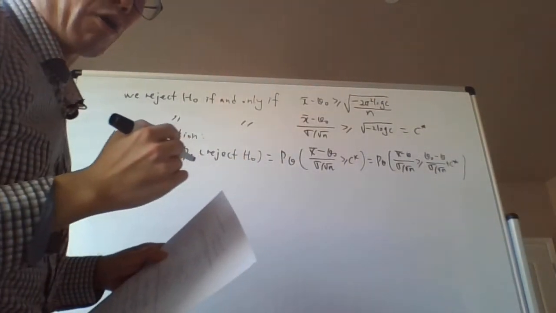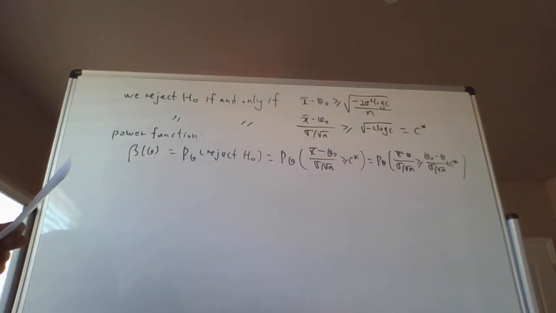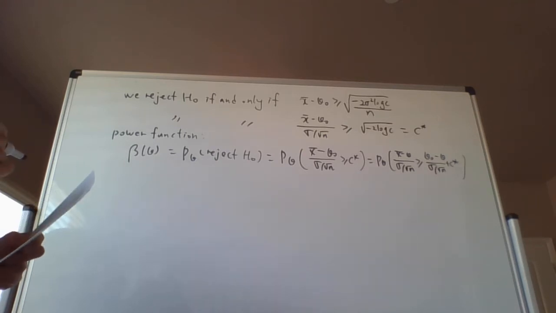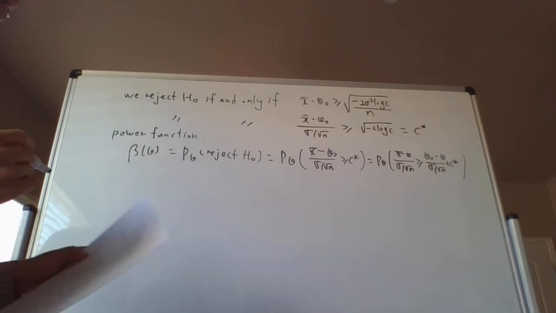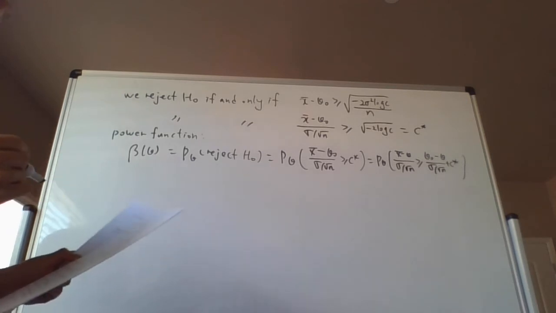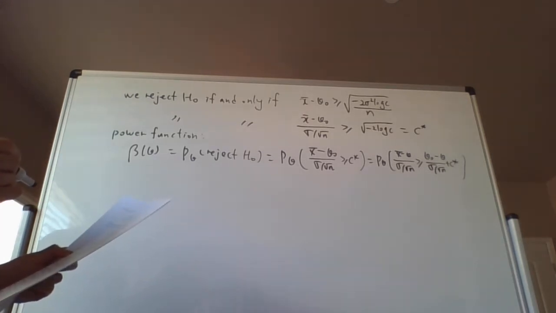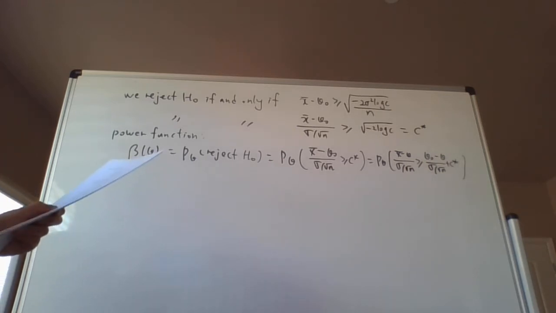So we can obtain the power function as the probability under theta that x bar minus theta divided by sigma divided by square root n is greater or equal to c star, and then we can subtract and add theta, and then we get x bar minus theta divided by sigma divided by square root of n greater or equal to theta 0 minus theta divided by sigma divided by square root n plus c star, and that probability is the power function.